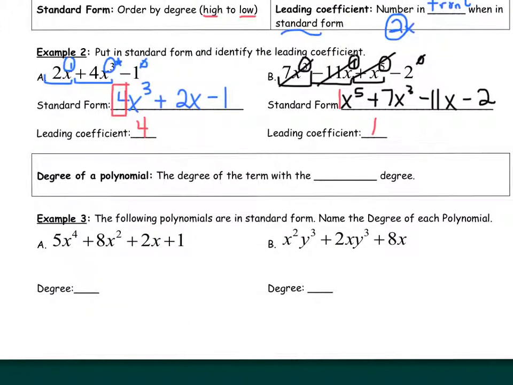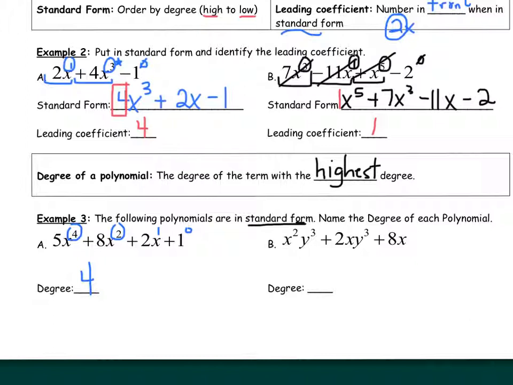The degree of the entire polynomial, once you've reordered the terms and they're in standard form, is whichever term has the highest degree. That is the overall degree of the entire polynomial. So in example 3, I already listed these in standard form for you, so it's going to be pretty easy because the highest degree is going to be the first one. So it looks like this is degree 4, because 4 is the highest exponent, and then the 2, and then the 1, and then the 0. They're all smaller.